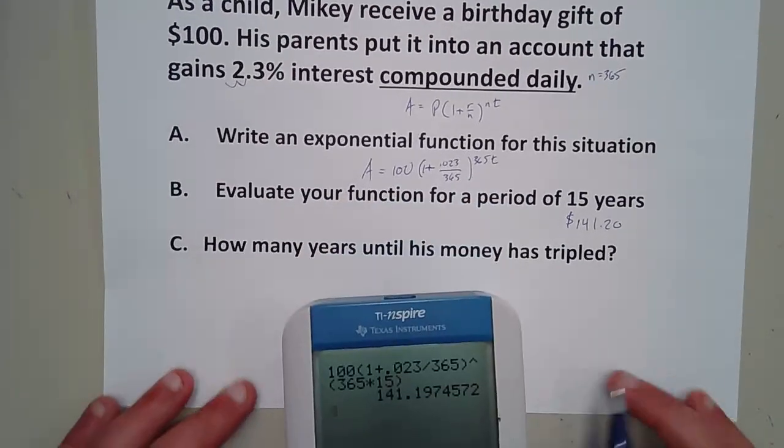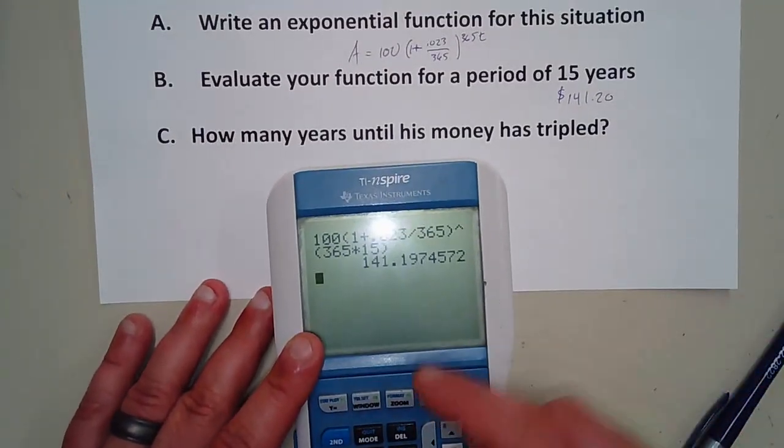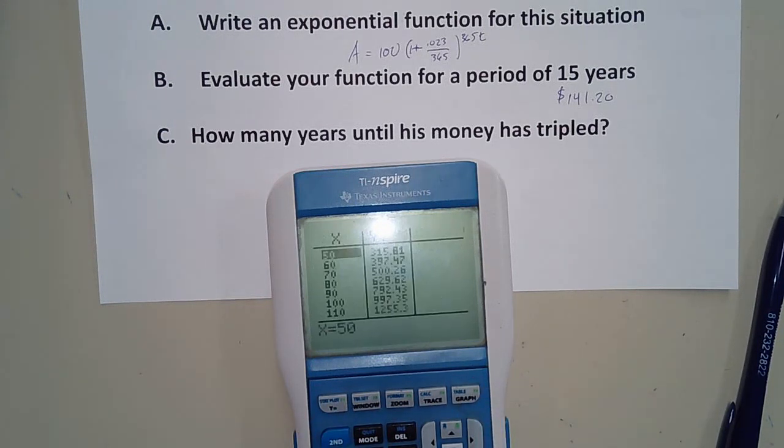Now it also says how many years till it has tripled. The easiest way to answer a question like that, aside from just sitting here and guessing and checking forever, would be to put the equation in your y equals and use the table. So that's the route I'm going to go. So I'm going to put in that same equation, like so.